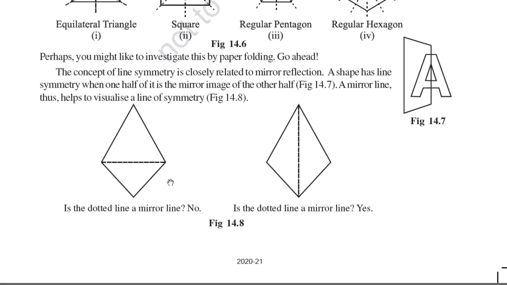You can see in figure 14.8. Is the dotted line a mirror line? So this is not a mirror line here, but this is a mirror line. Is the dotted line a mirror line? Yes, this is a mirror line. So you can see here this is not symmetric, but this is symmetric.